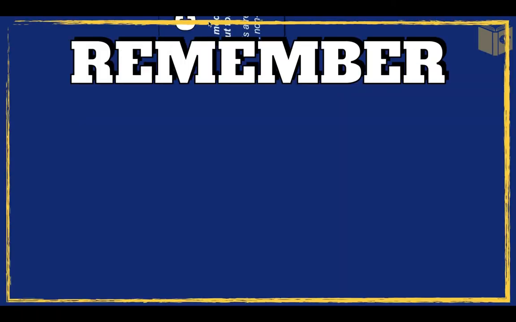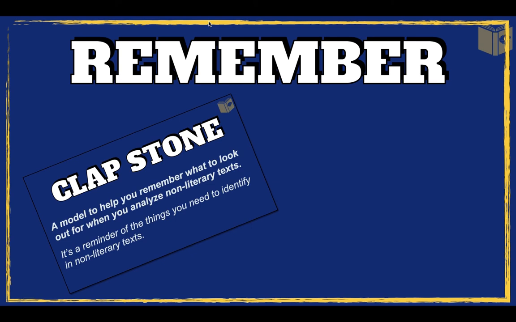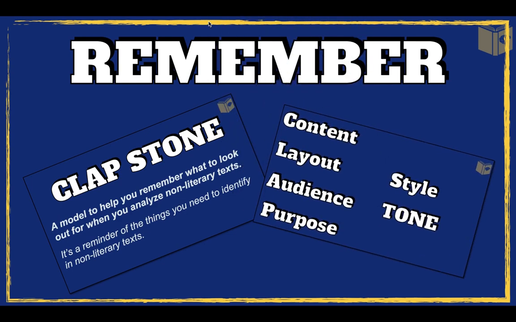So, before you go, remember, Clapstone is a model to help you remember what to look out for when you analyse non-literary texts. It's a reminder of the things you need to identify in texts. It stands for content, layout, audience, purpose, style, and tone. Remember these elements and look for them carefully the next time you're analysing non-fiction text.